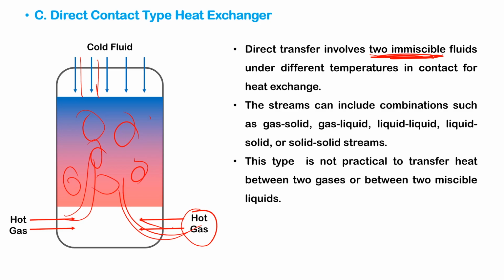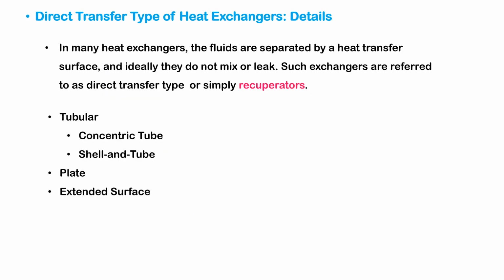So the other phase can also be solid. For instance, you may have small granules that are falling down against a hot gas. So you can have a solid and gas, or liquid if the liquids are immiscible, or you may be spraying some liquids against a solid surface, or you may have two different solid streams. So these are all possible combinations in direct contact type heat exchangers.